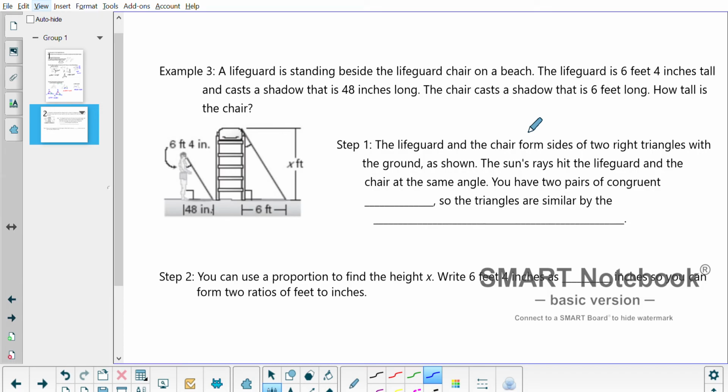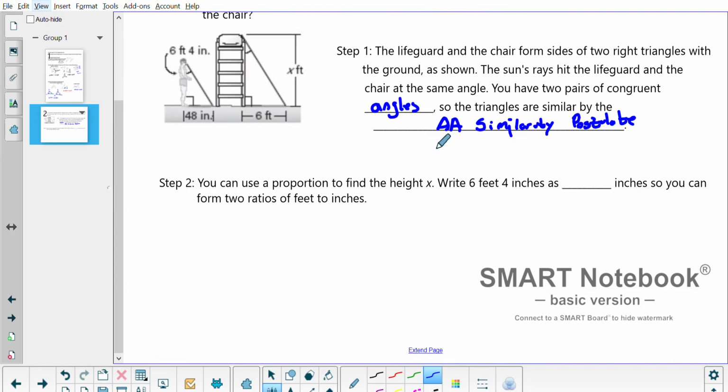Step 1, the lifeguard and the chair form two sides of a right triangle with the ground as shown. The sun's rays hit the lifeguard and the chair at the same angle. You do have two pairs of congruent angles here. So the triangles are similar by the angle-angle similarity postulate. So knowing that the two triangles are similar by the angle-angle similarity postulate, step 2 here, you can use a proportion to find the height x.